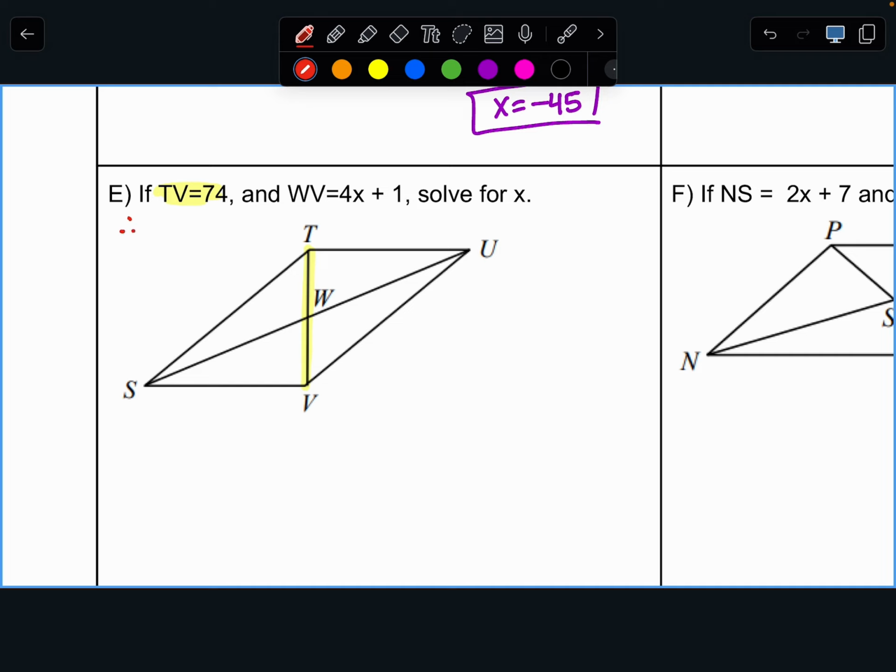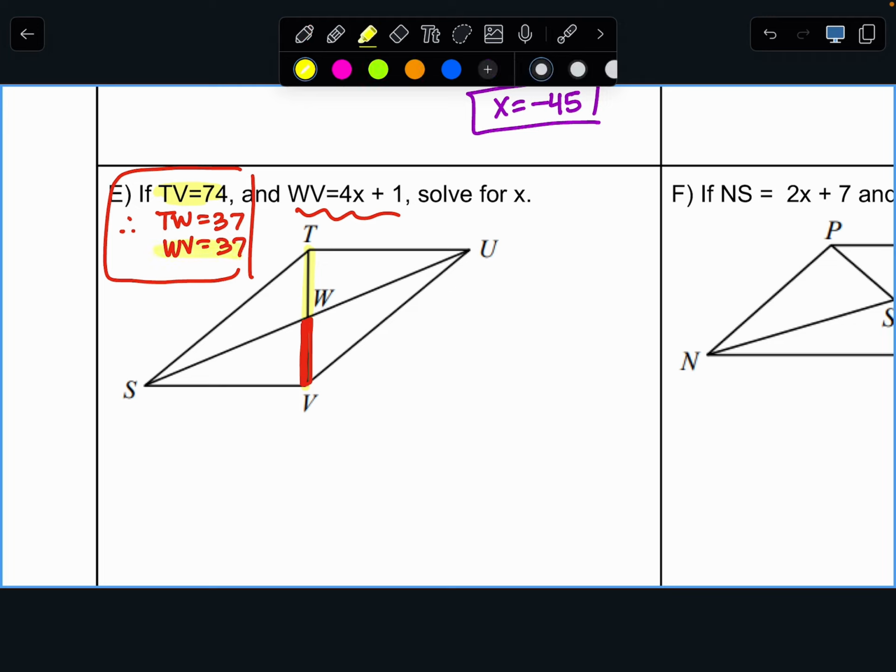Remember, those three little dots mean therefore. TW equals 37 and WV equals 37, just from this, because it's a parallelogram. And it tells me that WV, so this piece here, equals 4x plus 1. These are both the same thing. They're both WV. So since WV equals WV, I can write 4x plus 1 equals 37.